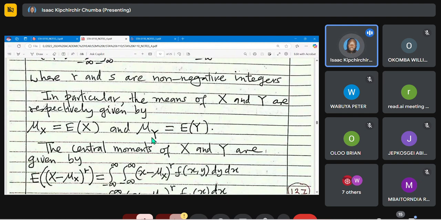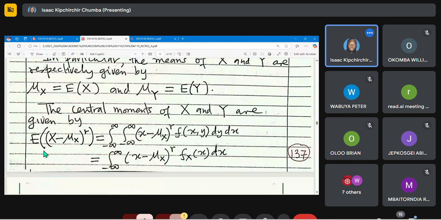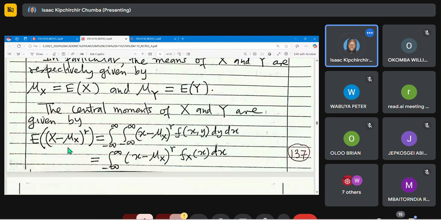Remember also we did central moments. Central moments are moments about the mean. So in particular, again, when you want to get the central moments of X, we have to get moments about the mean of X. So you can see this is X minus the mean of X raised to r. These are the central moments of X. So you put that there inside.